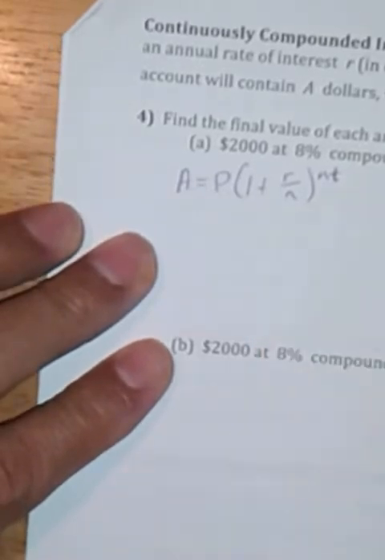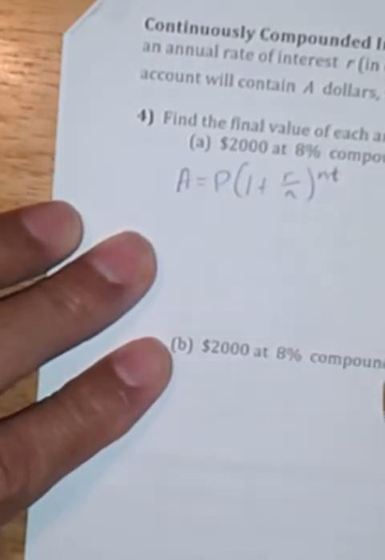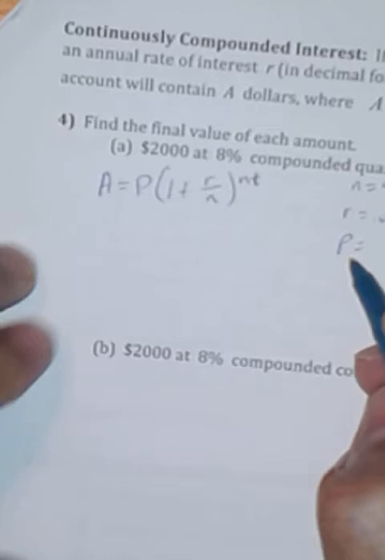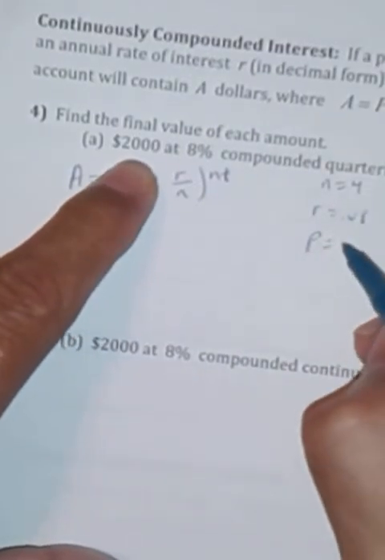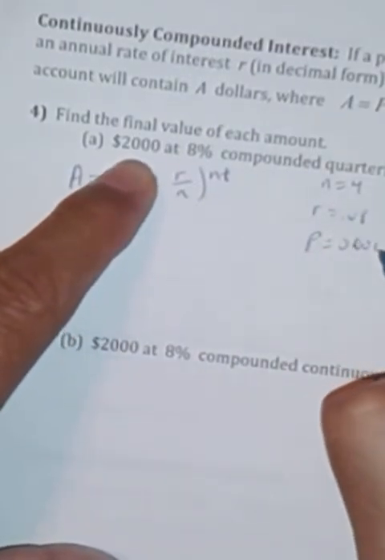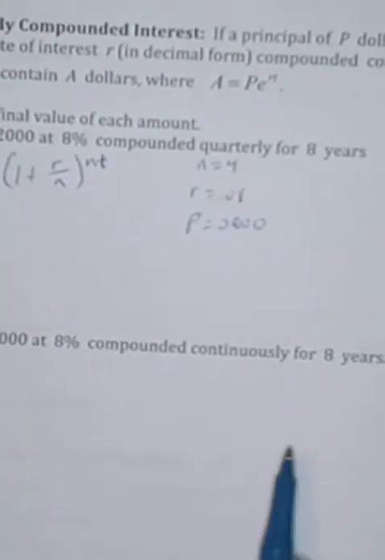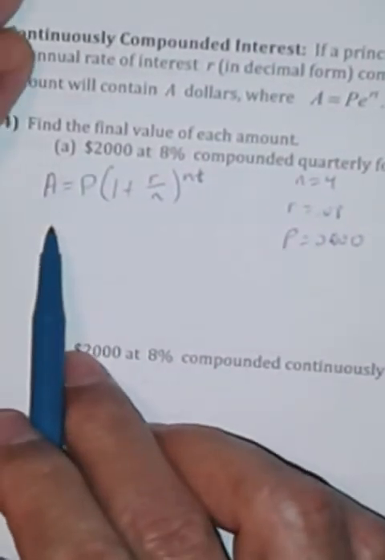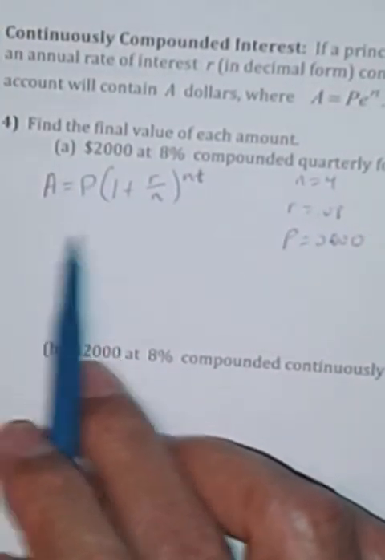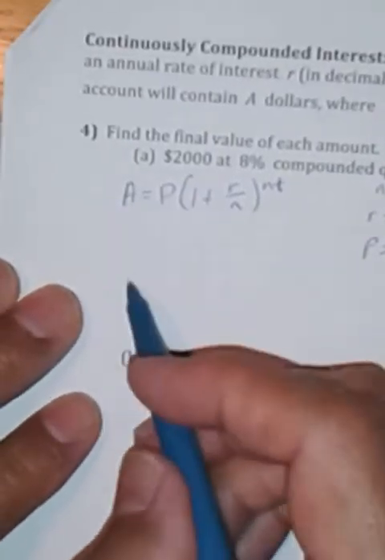Okay? What is A? We need to know what A is. Oh, we don't know. That's what we're going to figure out. What is P? Well, that's the initial amount, right? $2,000. And we have everything we need to find A. So we'll finish that. You know what? Let's work this one. Let's set it up a little bit better.